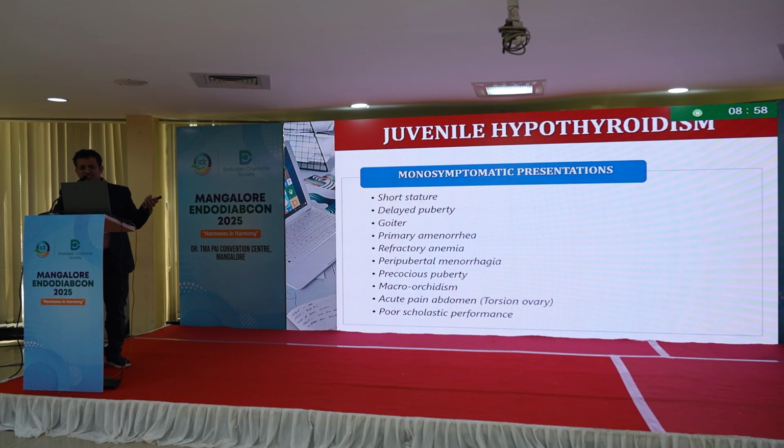So again, I should summarize, monosymptomatic presentations of hypothyroidism are very much important. It can be either short stature as I had shown you, delayed puberty, goiter, primary amenorrhea, refractory anemia, because anemia we all say by 12 years of age, at least you should check them. Peripubertal menorrhagia, precocious puberty, you can see all these signs, but don't forget poor scholastic performance, because that is one of the things which often, in this competitive world, children and parents tell us, not able to memorize properly. There may be many causes, but nothing harm in screening for thyroid, and if it is symptomatic, treatment is always beneficial.